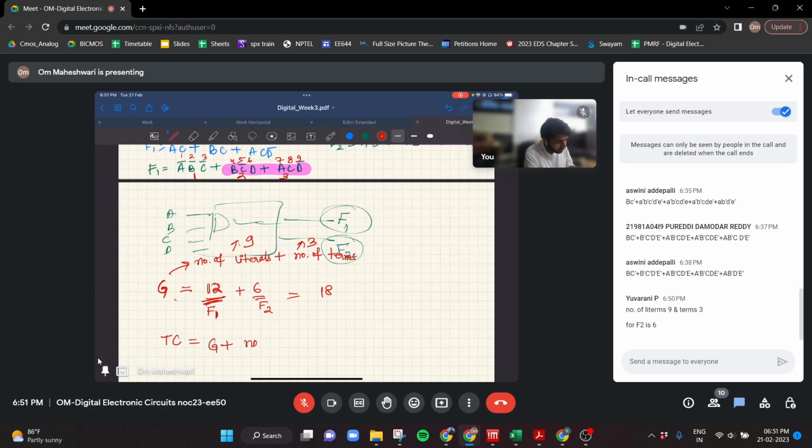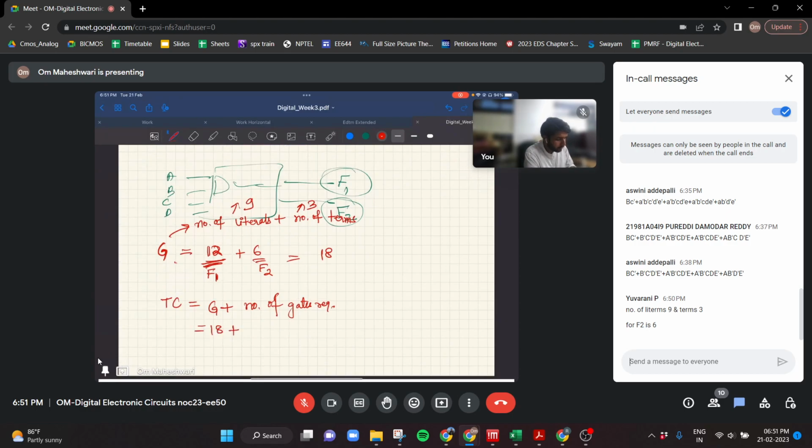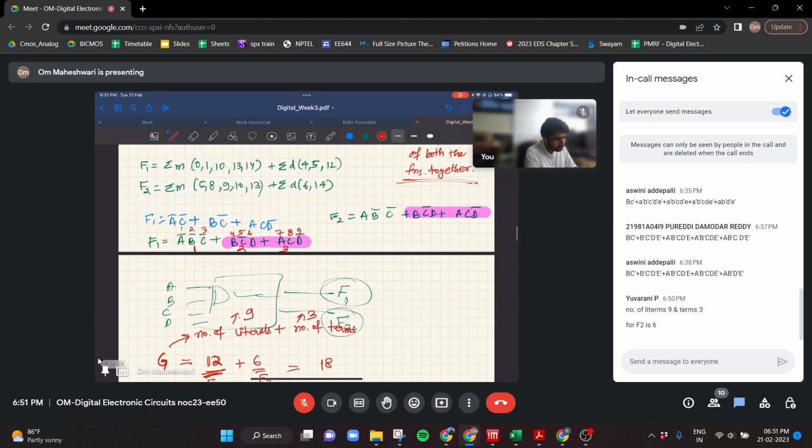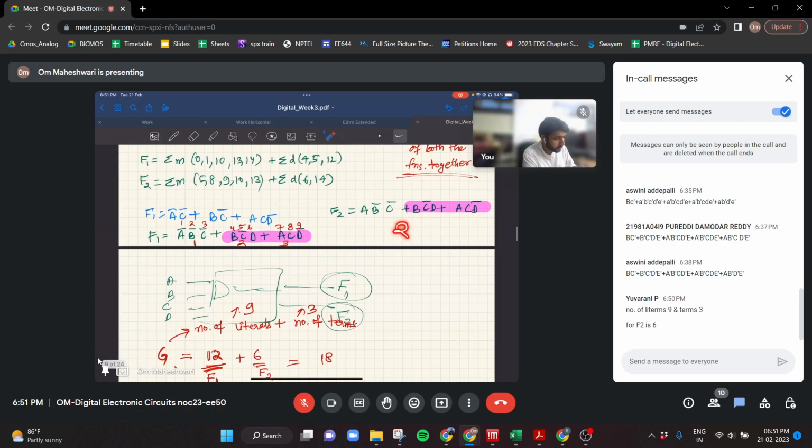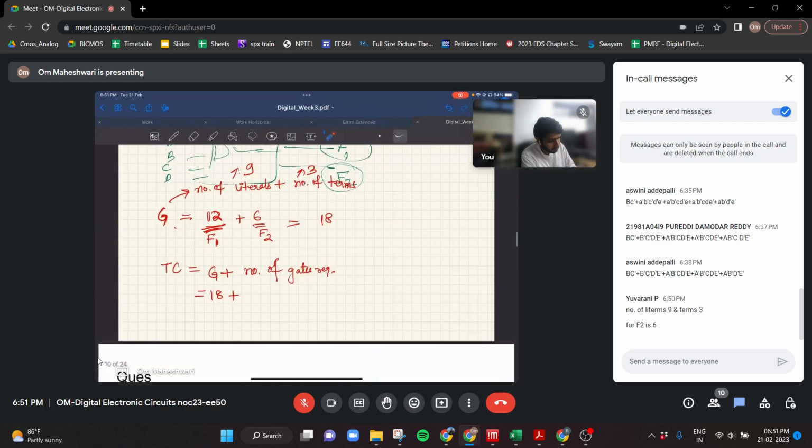G plus the number of gates required. So G is 18. The number of gates required for implementing this is one gate for this, second gate for this, third gate for this, and a fourth gate for all four gates from here. Here we already have this output. We just need one gate for this and another gate for OR of this, right? So 2 from here and 4 from here. 15 plus 2 plus 4. This is 2 plus 4. This gives us what? 24.